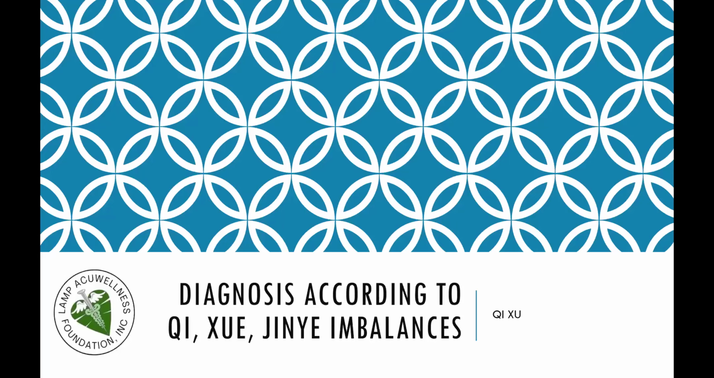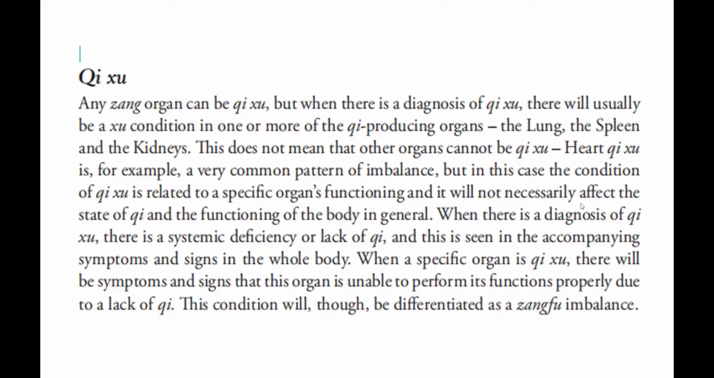Diagnosis according to Qi, Shui, Jinye imbalances. Qi Shu. Any Zang organ can be Qi Shu, but when there is a diagnosis of Qi Shu, there will usually be a Shu condition in one or more of the Qi-producing organs, the lung, the spleen, and the kidneys. This does not mean that other organs cannot be Qi Shu.